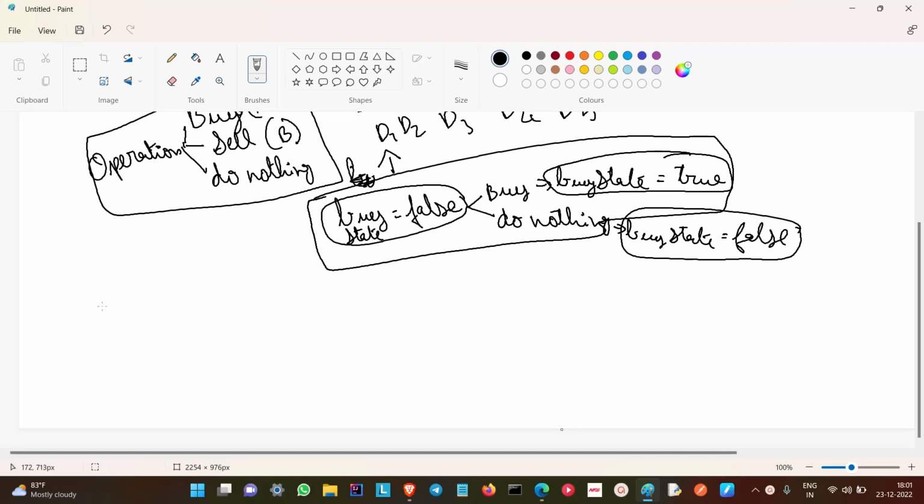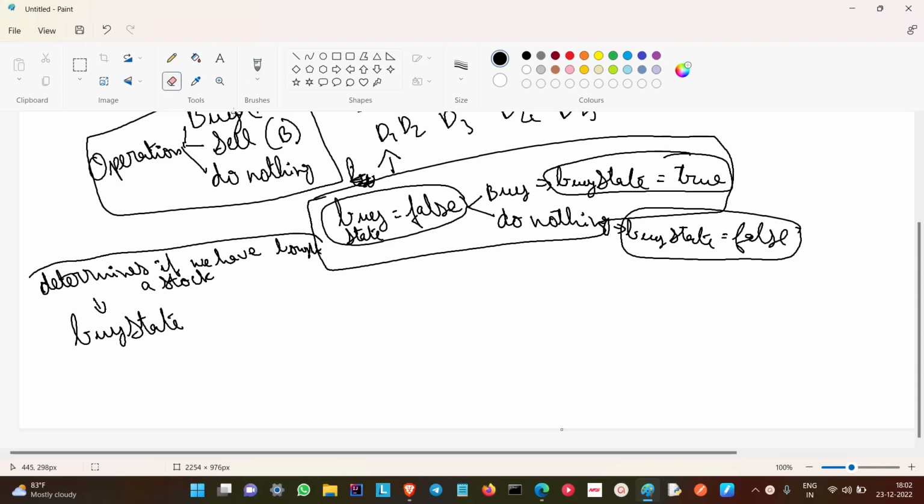The buy state is nothing but what helps us determine if we have a stock in hand. If we have bought a stock, the buy state will be determining that. So when the buy state is false, we have given the condition here.